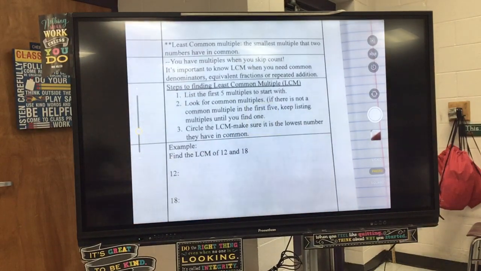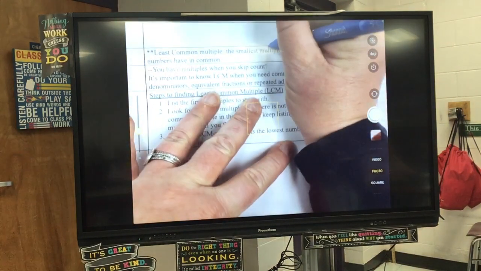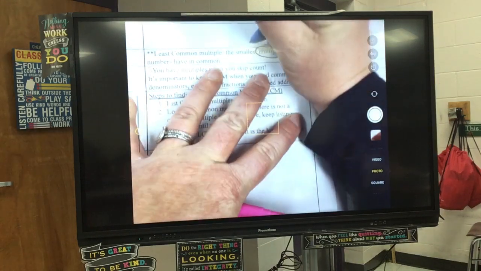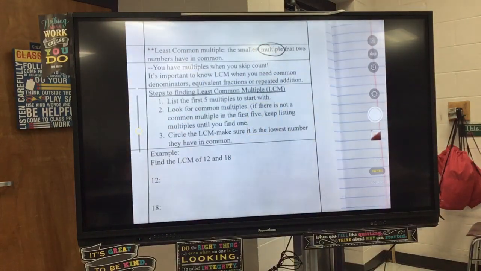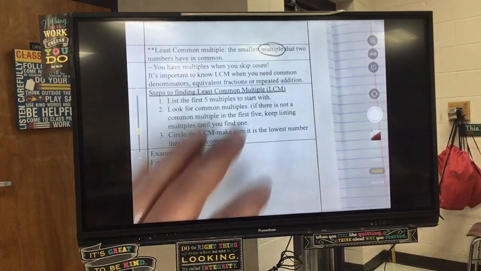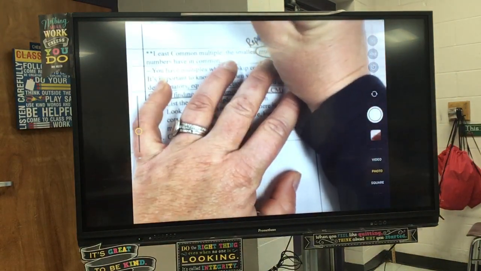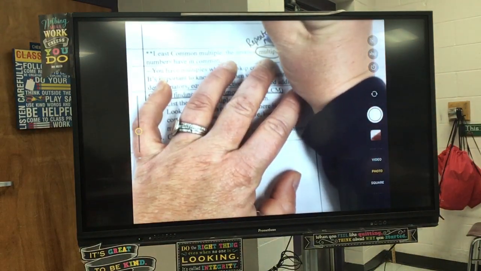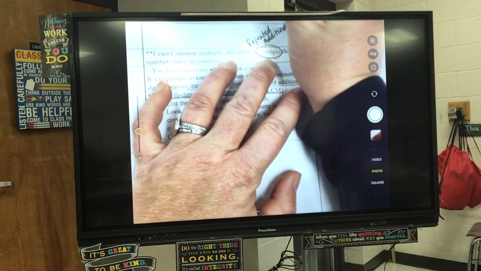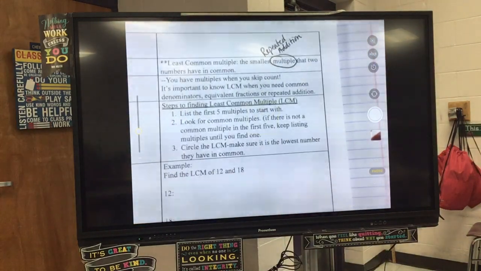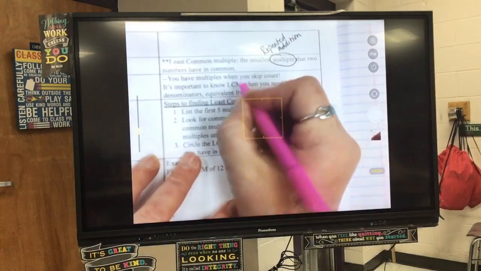All right, so least common multiple. This is the smallest multiple that two numbers have in common. So multiples are different than factors. Multiples essentially is you can do skip counting or repeated addition. And you'll understand why when we go through this. So you have multiples when you skip count. So that's where that skip counting comes from.